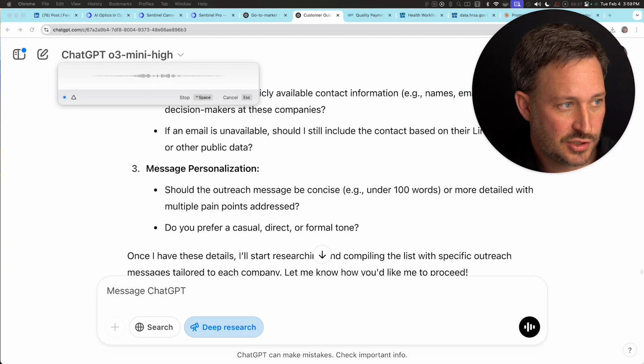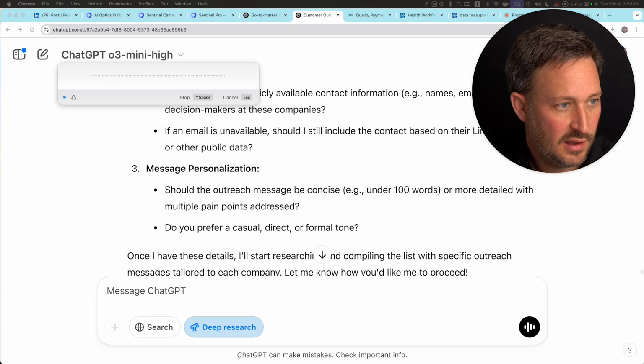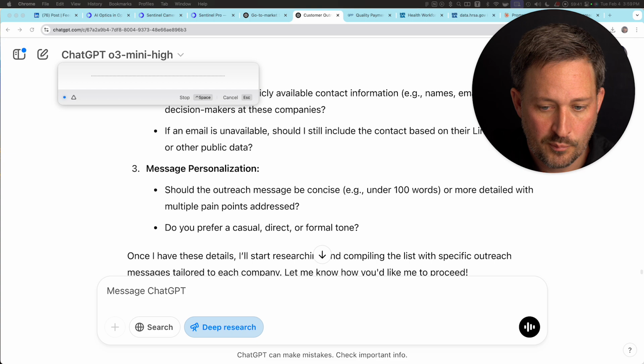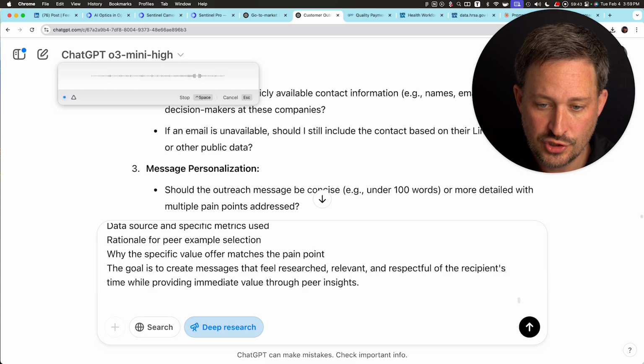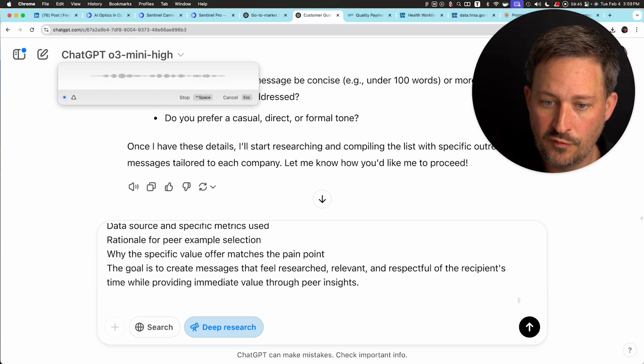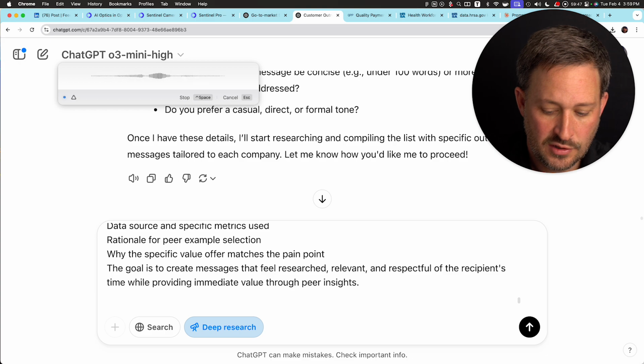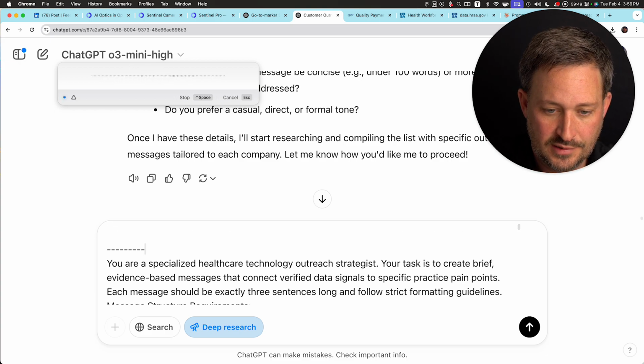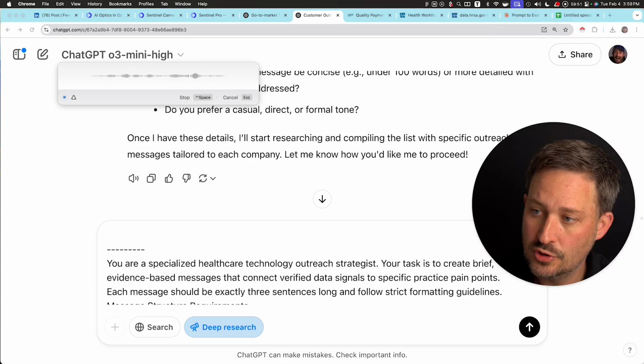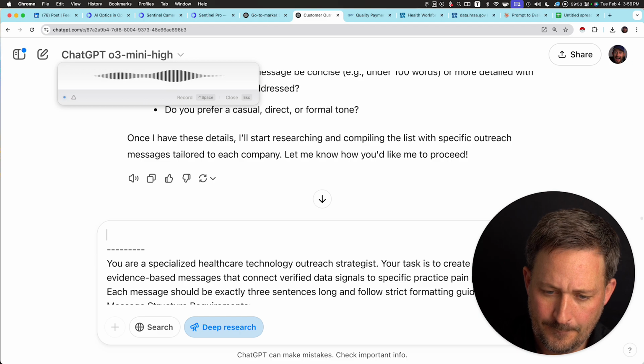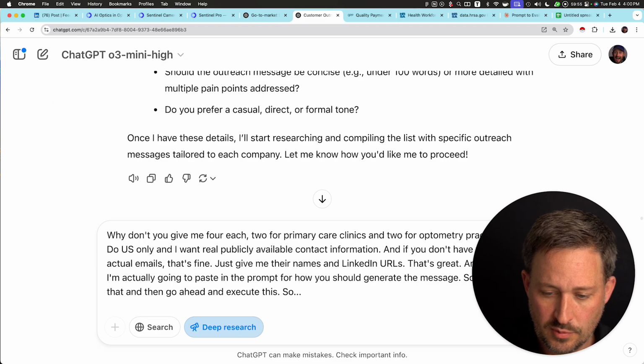And then I'm actually going to paste in the prompt for how you should generate the message. So follow that, and then go ahead and execute this. Great. Super Whisper is amazing.